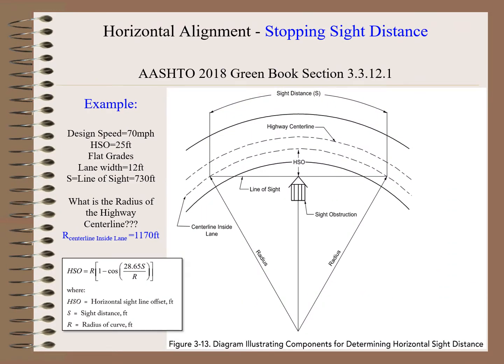Next, we're going to calculate the radius of the curve. We're going to utilize the radius of the center line of the inside lane, which is 1,170 feet. We're also going to take half of the lane width, which is 6 feet, and add it to the radius of the center line of the inside lane. And when you do that, you get a value of 1,176 feet.